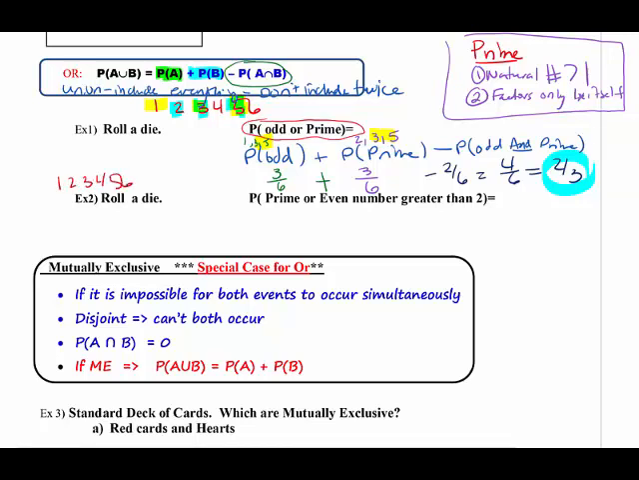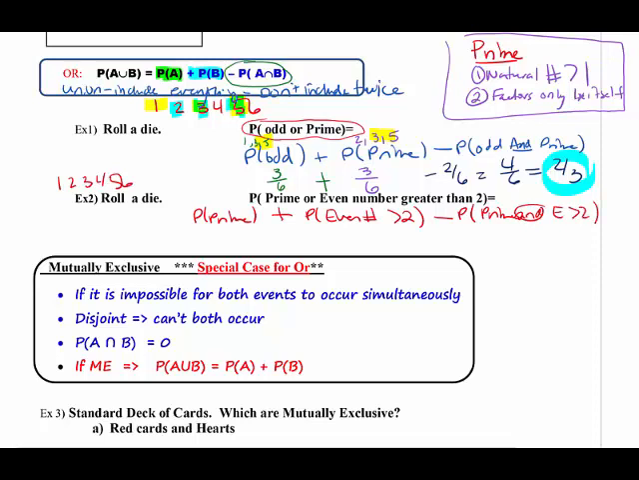The key piece you have to do when you see the word or is you have to be careful you don't include something twice. So we're going to roll a die again. Probability that it's prime. So I'm going to write out the formula first. Plus probability that it's an even number greater than 2. And then we're going to subtract off any intersection. So remember that's an and.